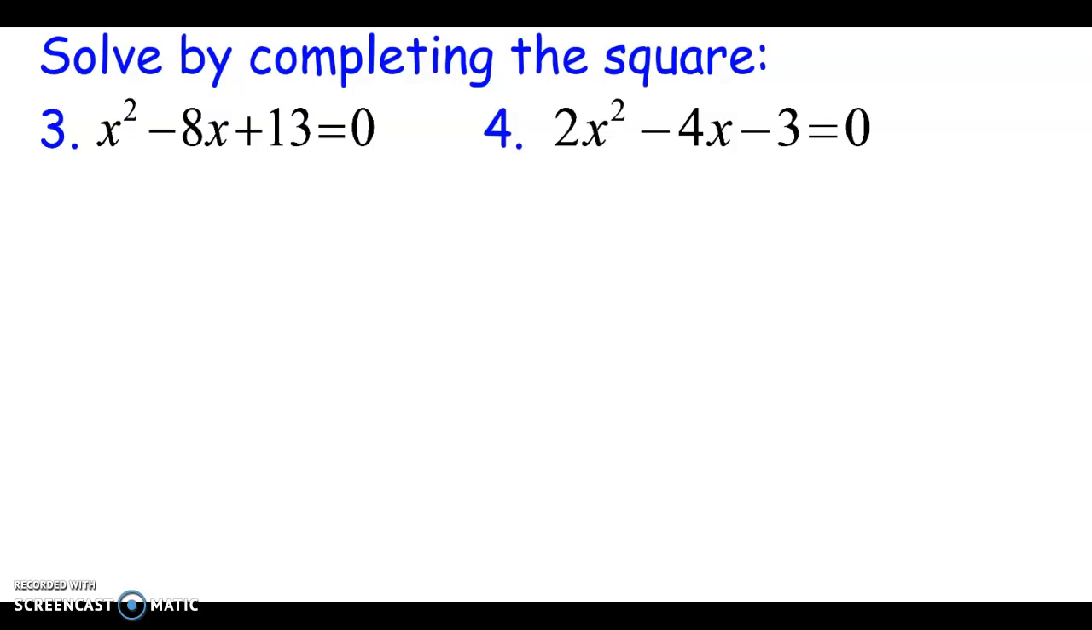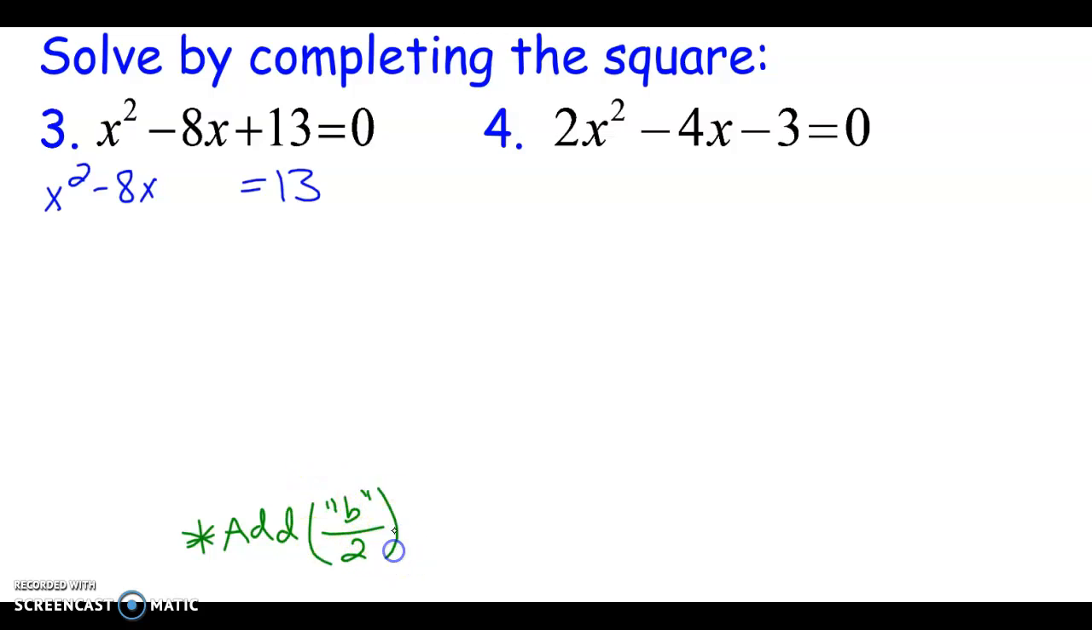All right, let's solve by completing the square. If I want to complete the square, the first step is to move that 13 to the other side. And then what you want to do is add b over 2 squared to both sides. Okay? So if this 1 was our a, negative 8 is our b, and 13 was our c. Whoops, that should be negative 13, shouldn't it?